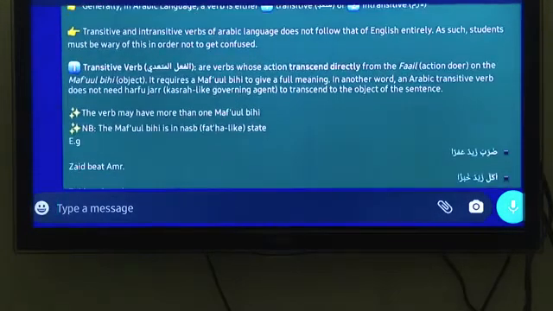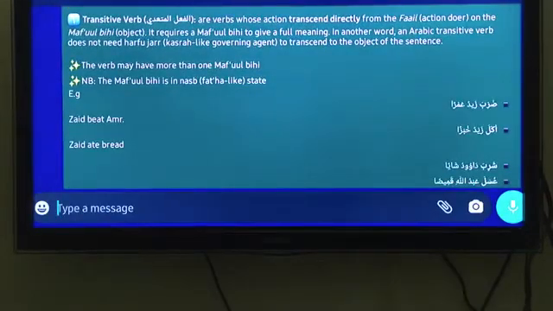So we can see: daraba zaidun amran. Zaid beats Amru. You can see we have the fi'l in bold. That means that particular verb is transitive because the action from the action doer, who is Zaid, transcends onto the maf'ul bihi, the receiver of the action. So that means it is taking nasb. When we say something is maf'ul bihi, it has to be taking nasb, or fatha. So Amru is maf'ul bihi because it is in the nasb state. I hope you get.